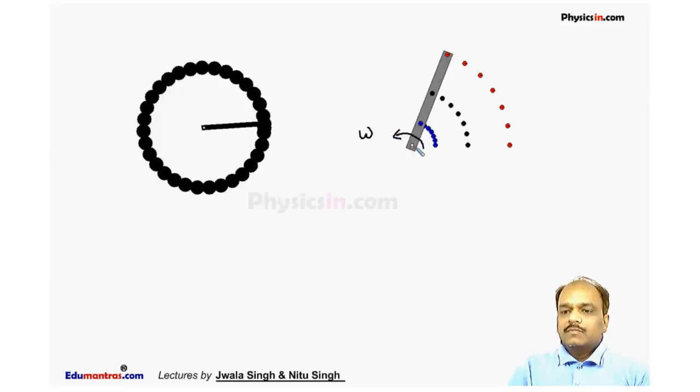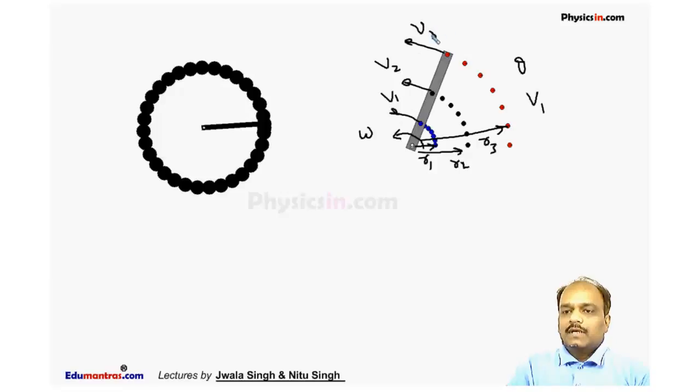This blue particle is situated at distance r1, this one at distance r2, and finally this one at distance r3. So theta is the same. v1 is the speed of the first particle, this is v1, this is v2, and this is v3. So the speeds of the three particles are totally different. v1 is equal to r1 into omega, and r1 is different for each.